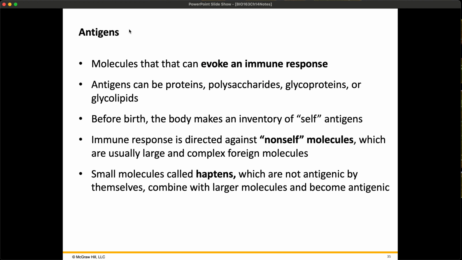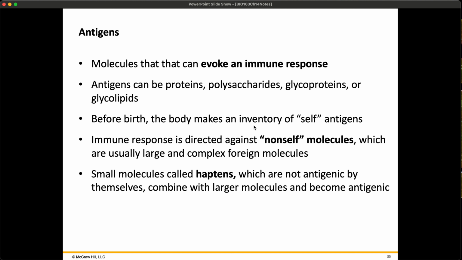So first, starting with antigens. Antigens are molecules that can evoke an immune response. Remember, if someone has blood type A, that means that they have the A antigen on their red blood cell. And if you give that to somebody that has type B blood, their blood will recognize the antigen on that red blood cell and attack it. And so antigens are these molecules, these flags, that stick onto cell surfaces to help identify them. They can be proteins, polysaccharides, glycoproteins, glycolipids, all kinds of different types of structures.